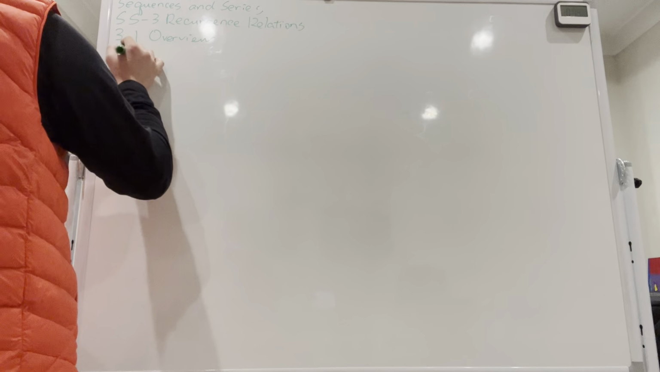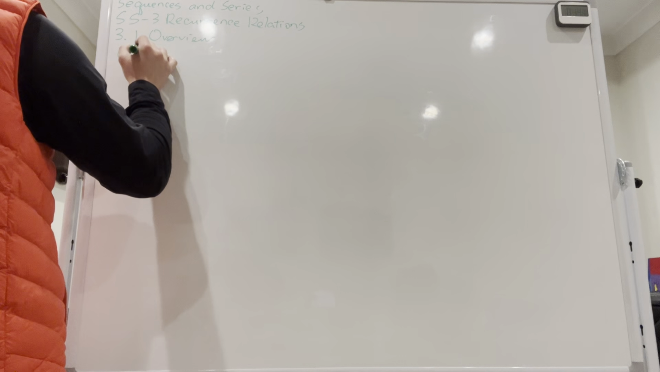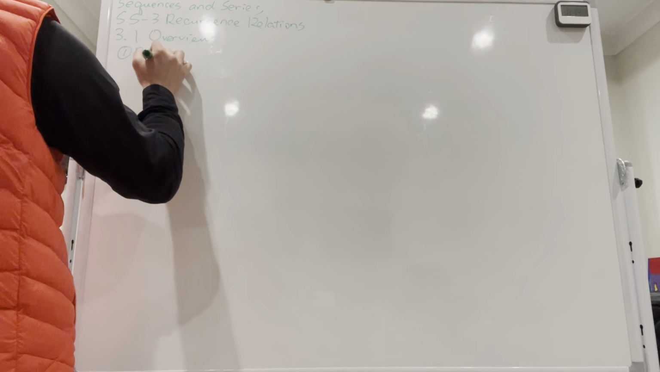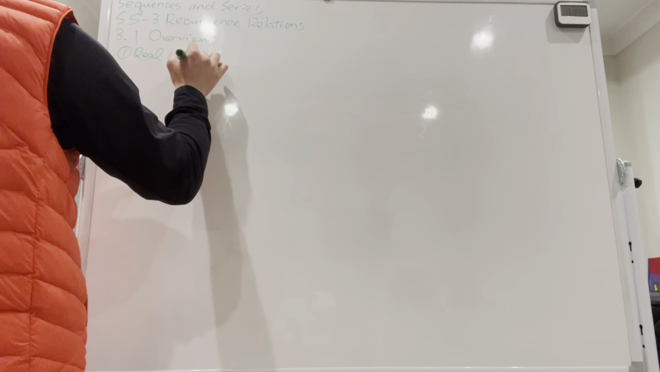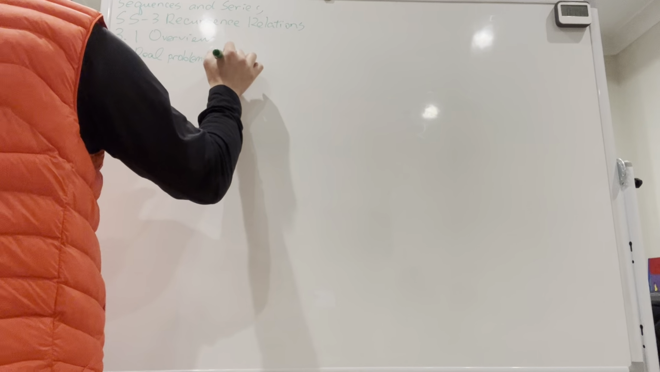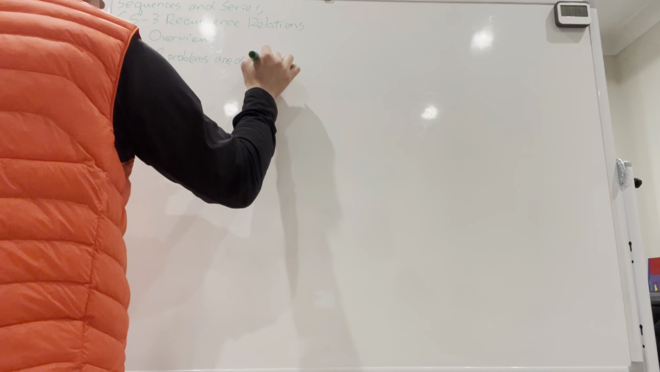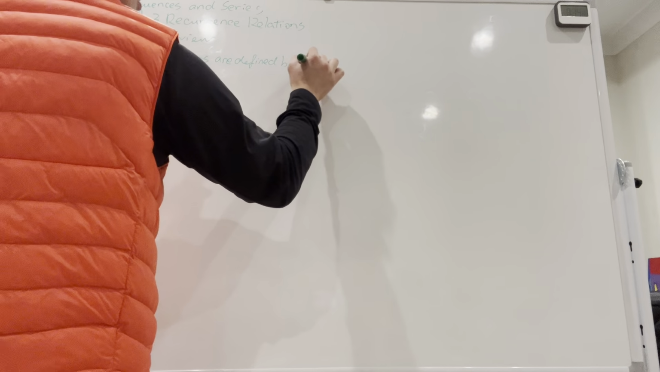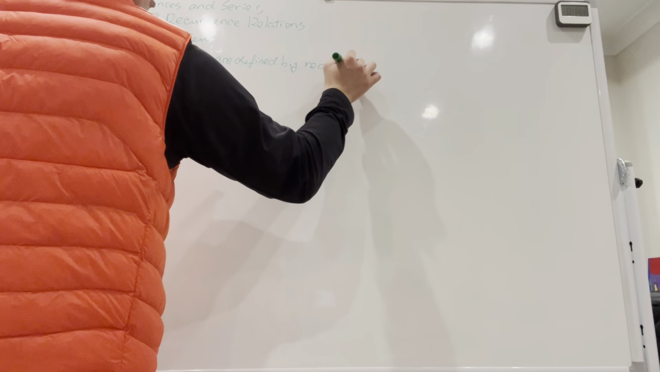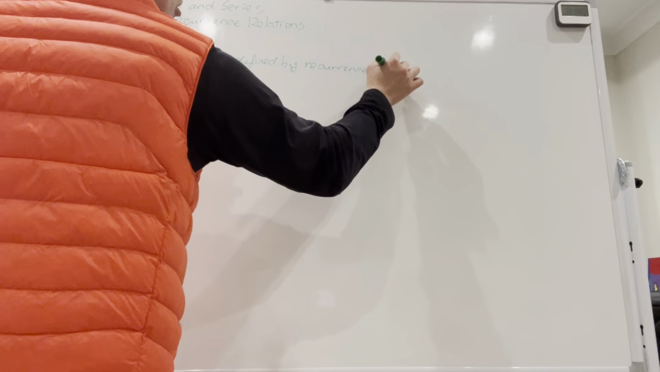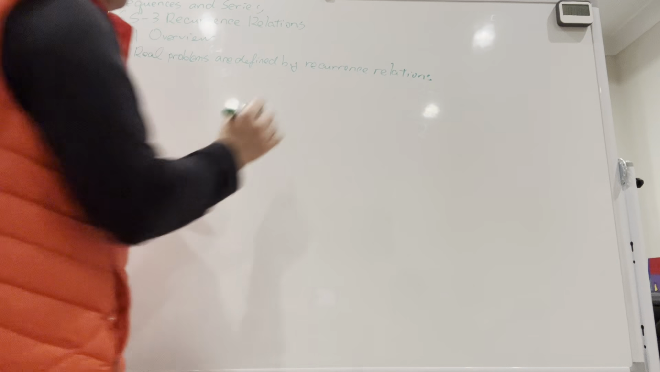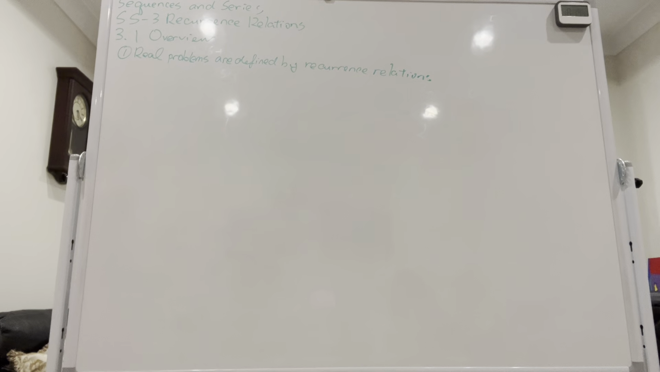One, two, three. So the first one is, I want everyone to know that a lot of real problems, by real problems, I mean real world problems, are defined by recurrence relations. Do you agree? If you don't agree, that's okay. After you do homework this week, you'll agree. Basically, when we have real-world problems, they usually come up in the form of recurrence relations.